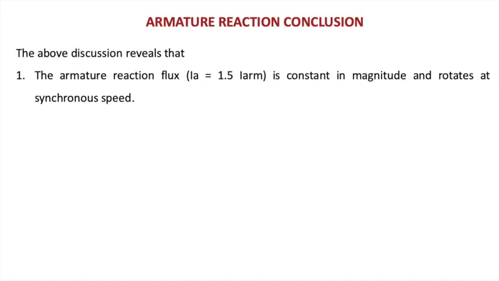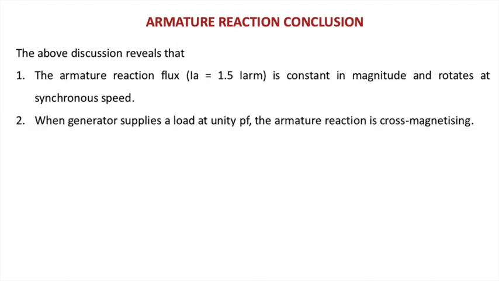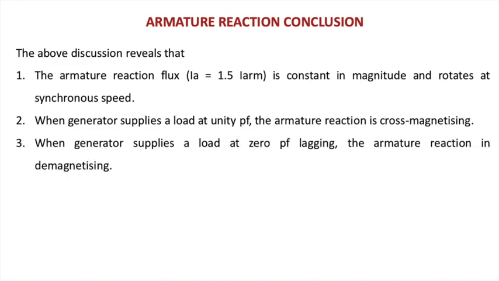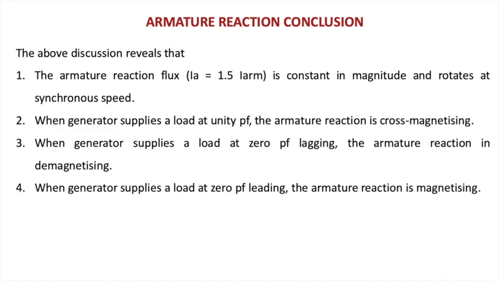The above discussion reveals that the armature reaction flux will be constant in magnitude and rotates at synchronous speed. When the generator supplies a load at unity power factor, the armature reaction is cross magnetizing. When the generator supplies a load at 0 power factor lagging, the armature reaction is demagnetizing, and when a generator supplies the load at 0 power factor leading, that is pure capacitance, the armature reaction is magnetizing.